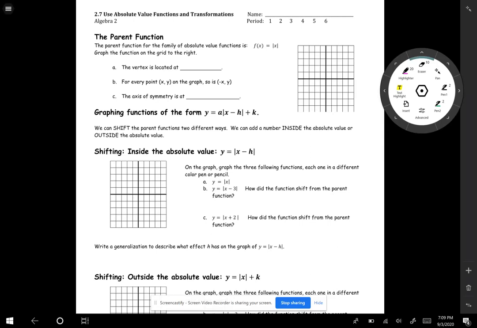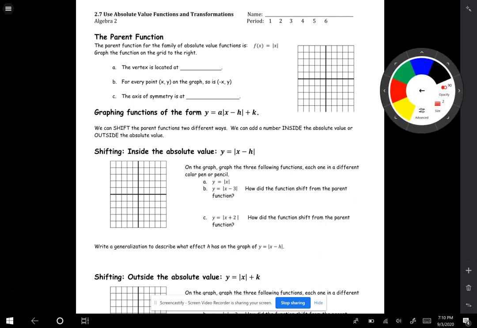Hello, Algebra 2 students. Today we are going to do section 2.7, use absolute value functions and transformations. Previously in the first two chapters, we've been talking about linear equations where the graph is a straight line, whether it's diagonal, horizontal, or vertical. Today we are going to graph a different family of functions, called the absolute value function. Its parent function is f of x equals absolute value of x.